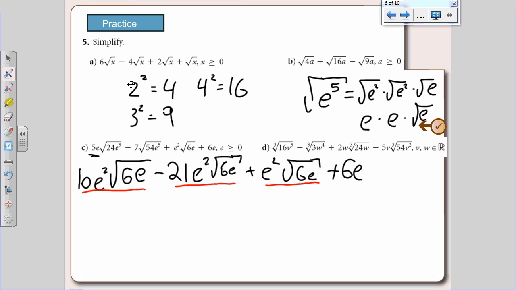What's this going to simplify to be? There's your answer. Nope. You haven't done that. You do nothing with the plus 6e. It's still just there. How did you get 10? 10e squared minus 21 is negative 11e squared plus another e squared. Yeah, just one more.